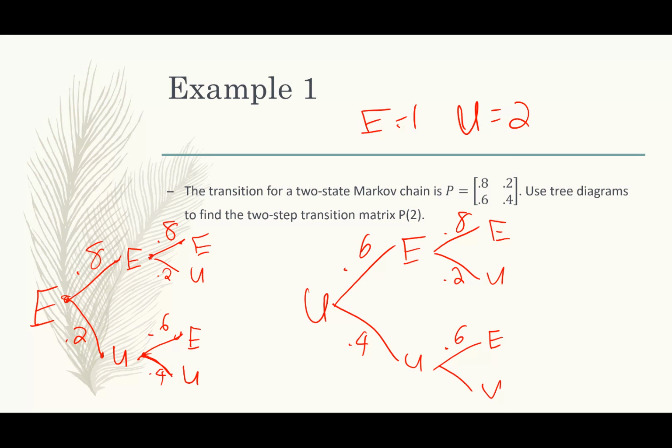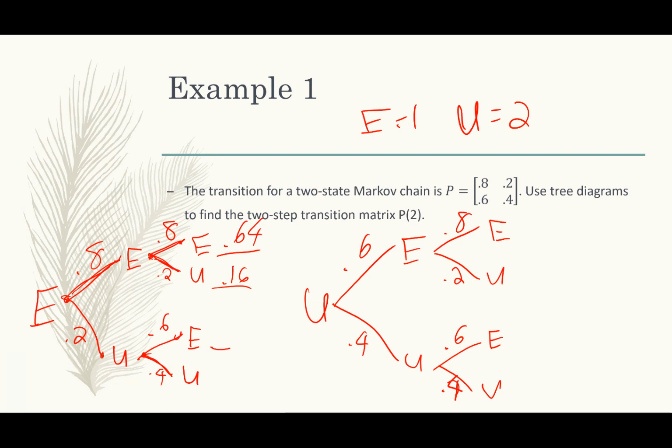Unemployed to employed is 0.6. And unemployed to unemployed is 0.4. So just to fill this all out, the top branch here, you'd multiply 0.8 times 0.8 together to get 0.64. Unemployed, this branch here, employed to unemployed, would be 0.16. Again, just multiplying 0.8 times 0.2.